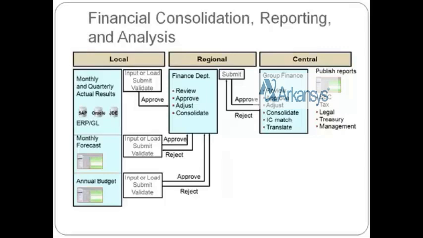Based on their understanding and what they want during the review process, the regional level can either approve or reject it. If they reject it, it goes back to the local level with their comments to rectify certain errors or problems they have identified, and then it is resubmitted. If they approve it, the consolidation is executed at that level as well, adjustment entries are passed, and then it is passed on to the group level or central level.